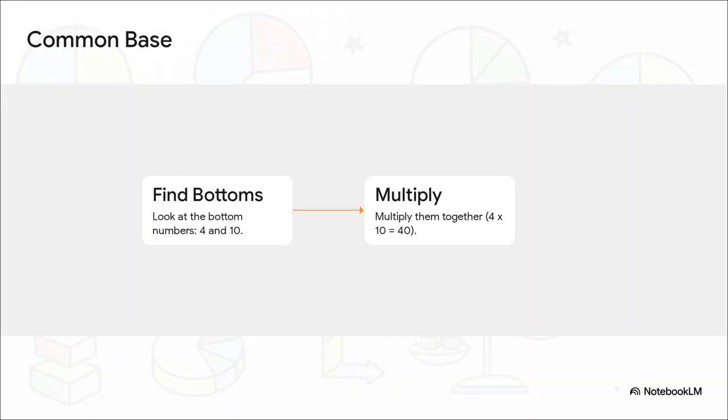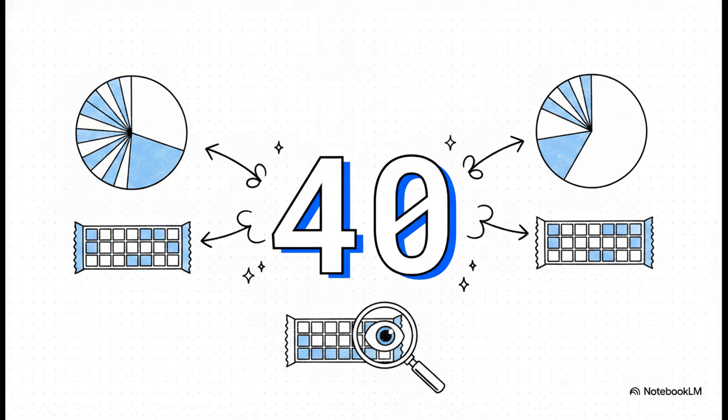Step 1, simply look at the bottom numbers, which we call the denominators. We've got a 4 and we've got a 10. Step 2, just multiply them together. 4 times 10, that's literally it. That gives us 40. This number right here is our new shared base, our common denominator. It's kind of like magic, honestly.